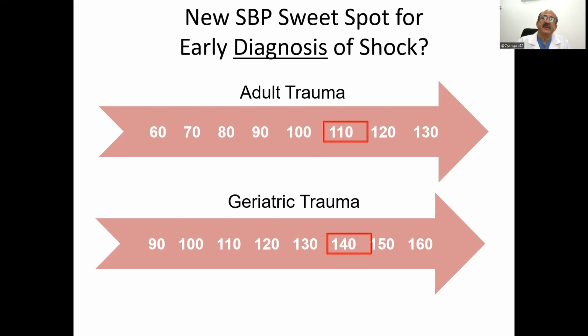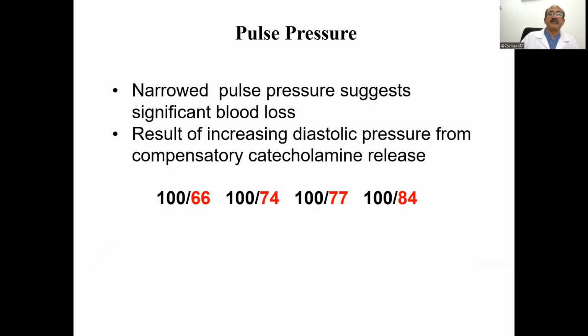As we previously discussed, the new systolic blood pressure defined in adult trauma is 110, and in geriatric trauma it is 140, because in the geriatric group of patients there is also a cardiac problem and decreased cardiac activity, decreased systolic function. So that's why we are taking 140 systolic blood pressure as the criterion. Pulse pressure, as we already mentioned, a narrow pulse pressure is also indicative of blood loss. Normal is 30 to 40.